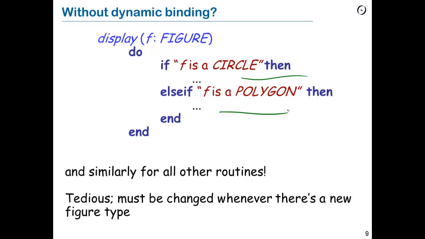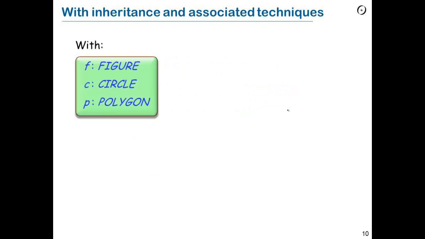That is heavy because we need to test case by case. And the worst is that we don't just do this for display, but we must do it for every routine that manipulates different kinds of figures. They're all going to have this multi-branch, case 1, case 2, and so on structure, and any change is going to ripple through the software. It's very tedious.